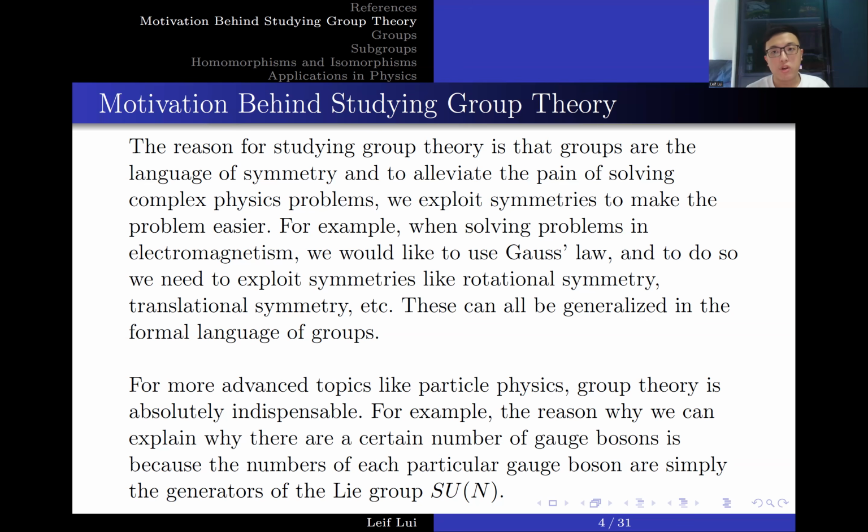SU stands for special unitary group, and it is the set of all matrices with determinant 1, and basically the matrix times its matrix adjoint is also equal to the identity. So that's what a special unitary group is. And so this basically explains how many particles we have in the standard model.